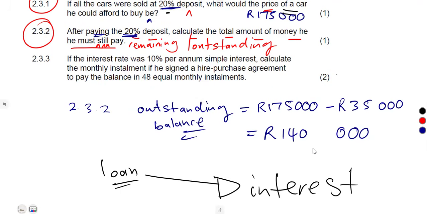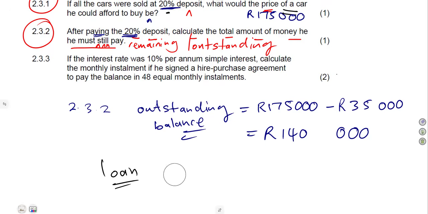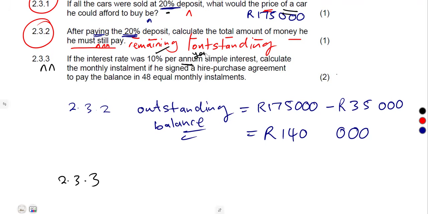Remember, you've got the car, you're using the car, but you're still owing. So the amount that you're supposed to pay must be paid back with interest, which is the part we are given on 2.33, where they're now saying if the interest rate was 10% per annum, per year, simple interest. We are dealing with simple interest.